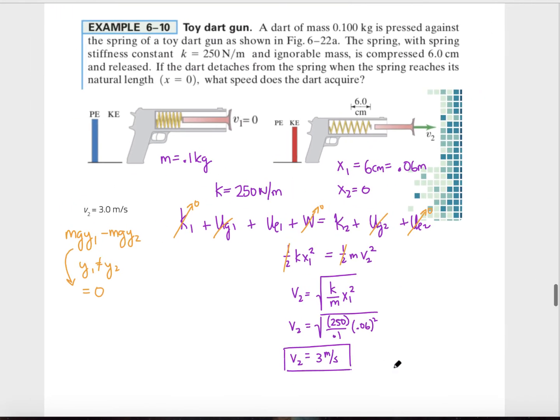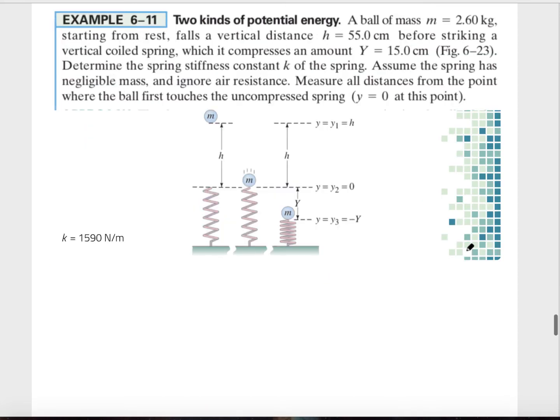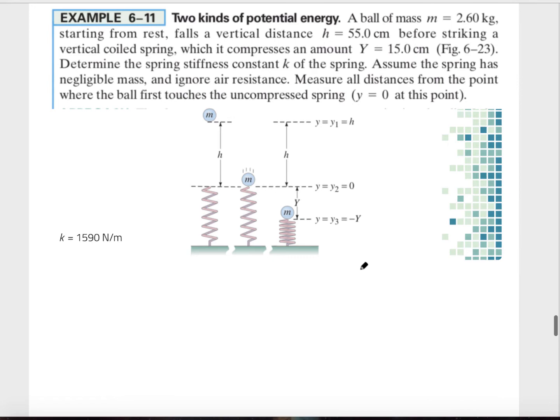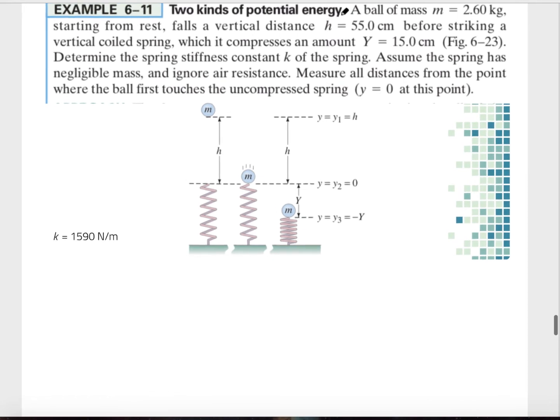So there you go. That's the speed that our dart acquires, and all we had to do was use conservation of energy. For our next example, we have a vertical spring. Now this is where it starts to get a little interesting. First we have a ball that falls a vertical distance of 55 centimeters. So we're going to say that y1 is 55 centimeters, which we convert to meters, so that's 0.55 meters.